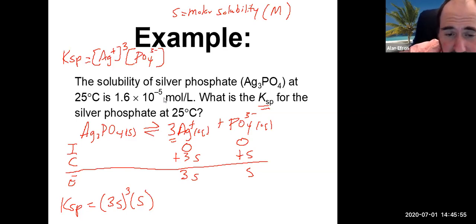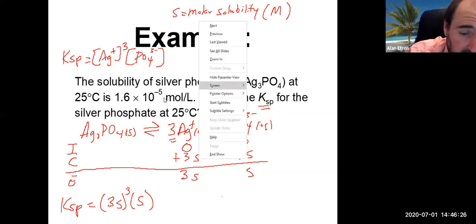And normally, if we did have the Ksp value given to us, we would actually solve for S. And if we solve for S, that would be the molar solubility of what we're looking for. So in a problem where you definitely do need to do an ICE table, this is essentially how the ICE table looks. It's very similar to our normal setup, again, except that we use S to represent molar solubility. Any questions on that so far?